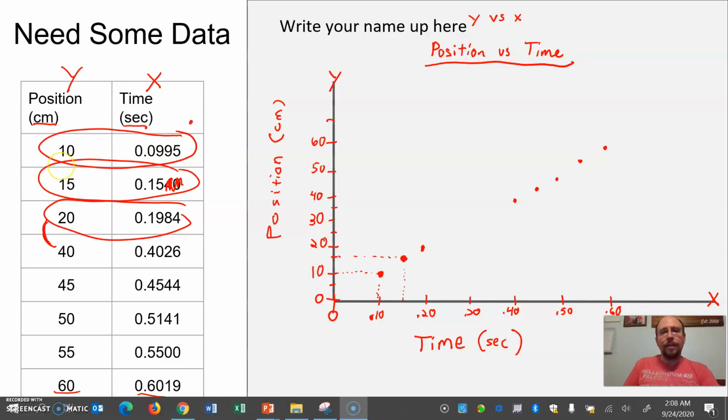Okay? So what I want you to do is make sure that you have a graph that looks like this. You have a title, you have the scaling on the side, you have things labeled, you have the data points. Make sure that you know how to get that.